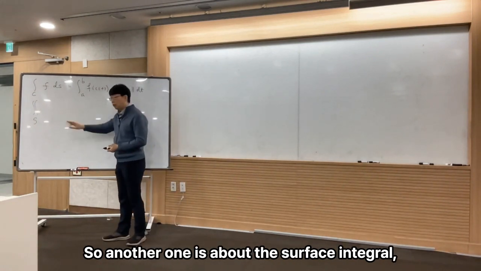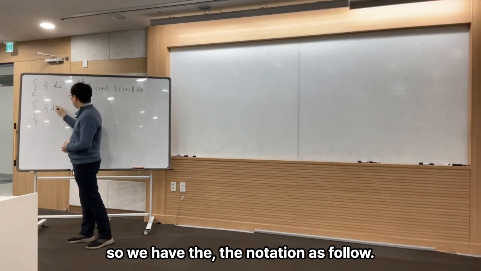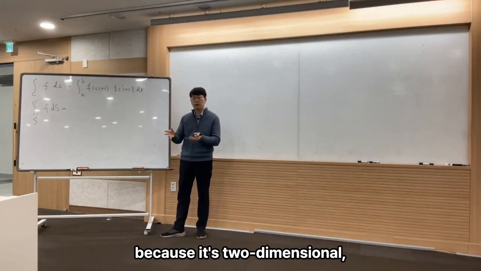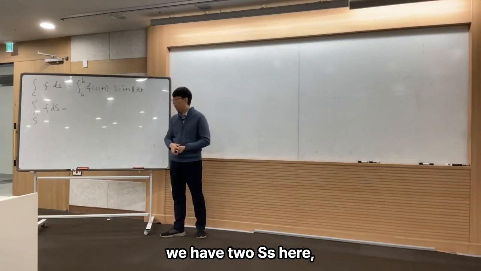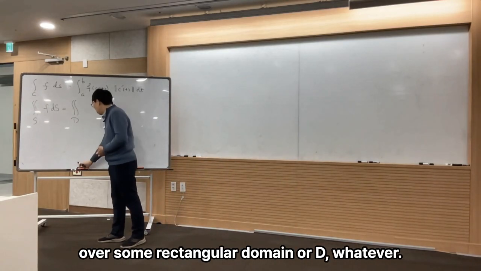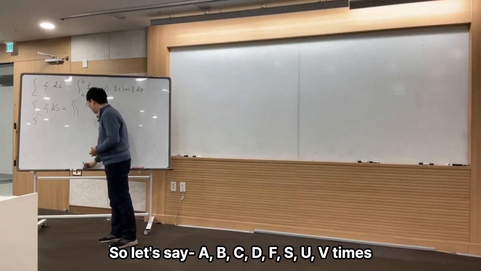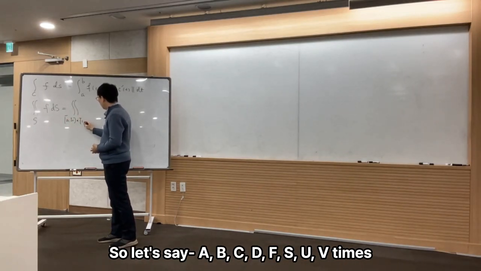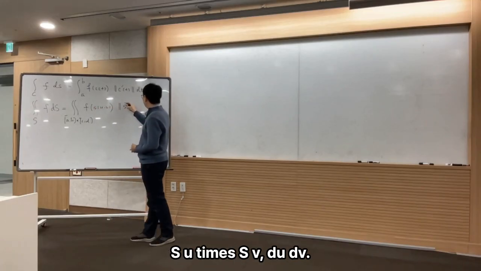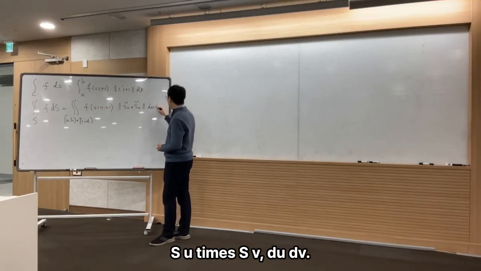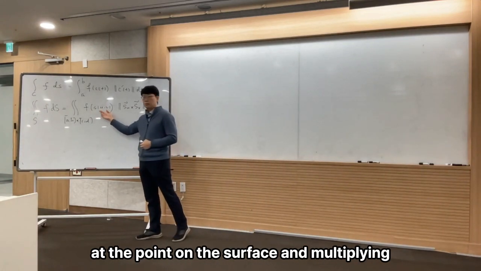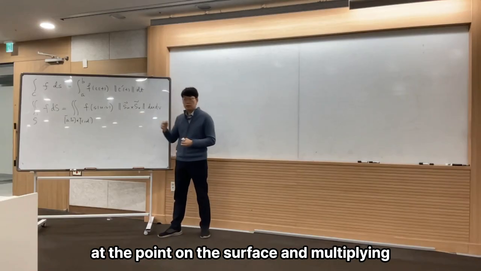So another one is about surface integral. So we have the notation as follows. We have double integration because it's a surface, because it's two-dimensional. We have two s's here. And it's defined to be integration over some rectangular domain or D, whatever. So let's say a, b, c, d, f of S(u,v) times the norm of S_u cross S_v, du dv. So we have a double integration.